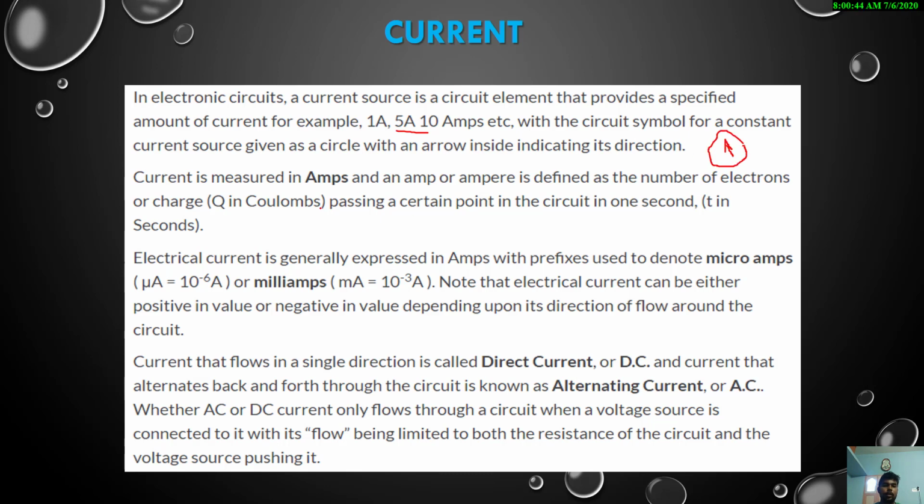The next is that current is measured in amps, and it can be defined as the number of electrons or amount of charge passing through a certain point in the circuit in 1 second. Current is commonly denoted in microamps, that is 10 to the power minus 6 ampere, milliamps, 10 to the power minus 3 ampere, and normally amps. Kiloamps are also available, but they are most probably not in our subject or syllabus.